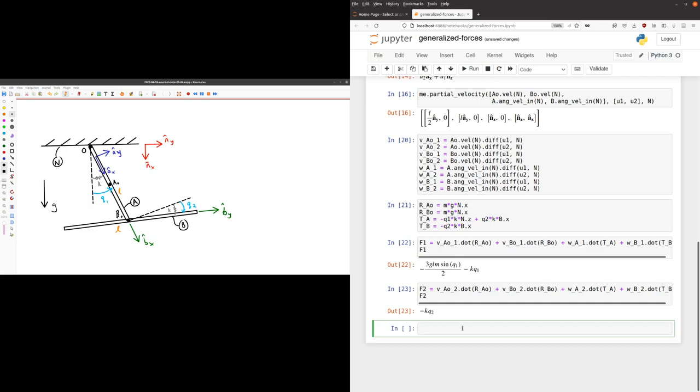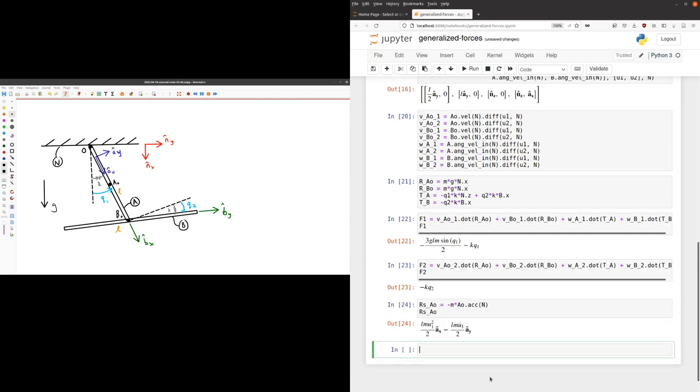So we're going to need the R star AO, which is going to be the negative of the mass times the AO dot ACC in N. Let's make sure it looks like we're expecting. It's only in terms of the U's and the U dots, so that's a good sign. And then we should be able to do R star BO equals negative M times BO dot ACC in N. That also looks good. Okay, so those are the inertia forces on the two bodies.